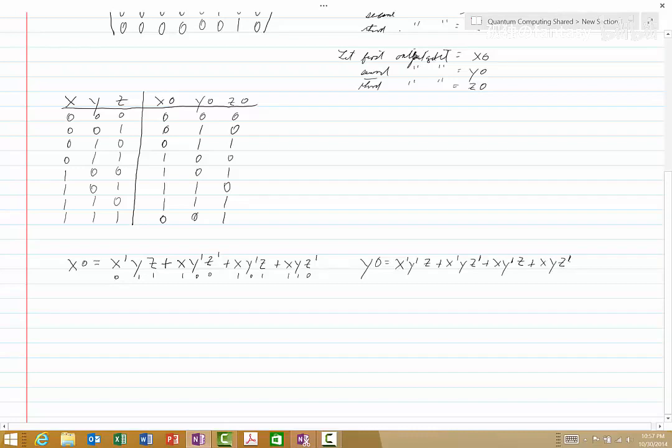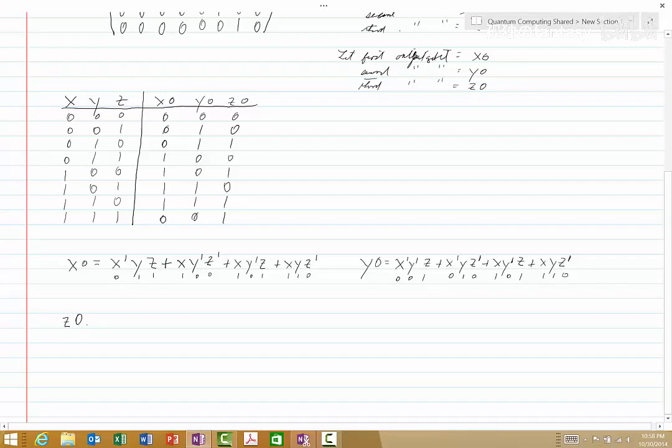And let's write down the binary numbers for each of those. We'll have 0, 0, 1, 0, 1, 0, 1, 0, 1, 1, 1, 0. And I believe everything looks good. Okay, and now let's go ahead and finish this up.